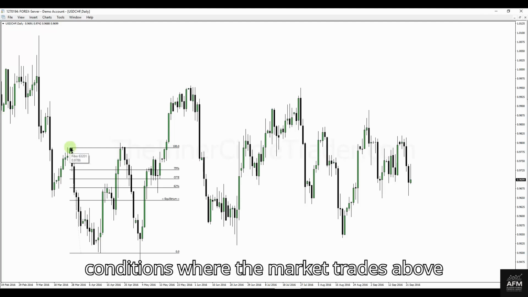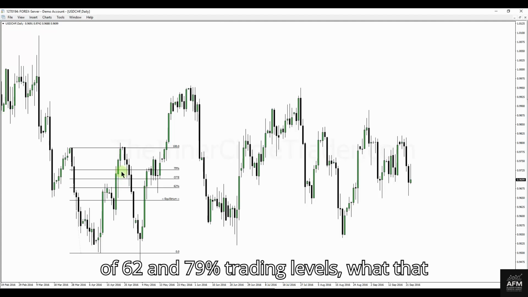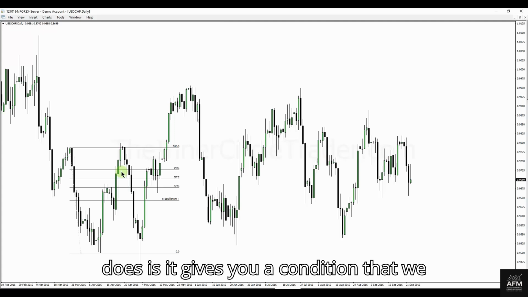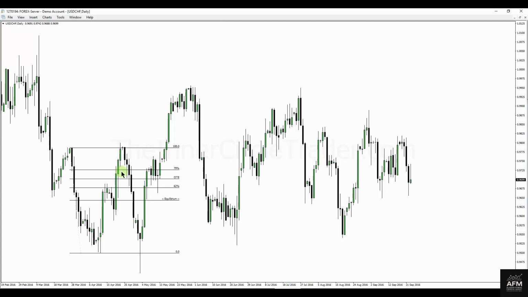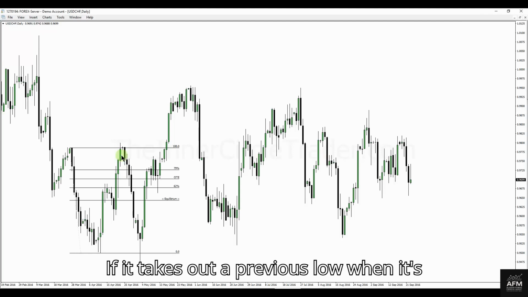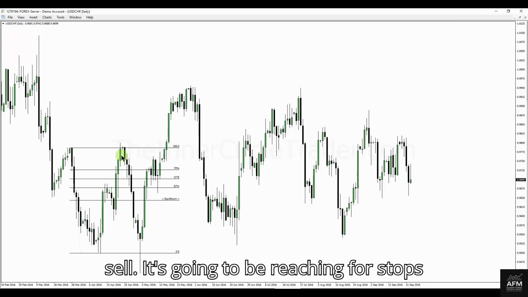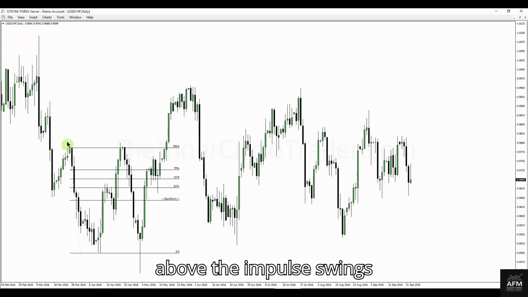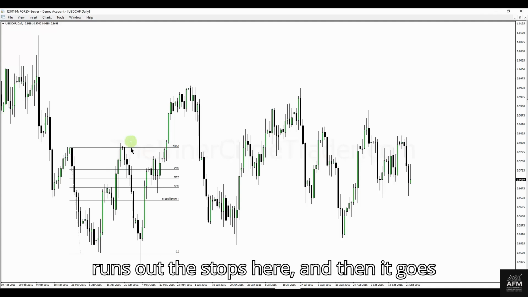When you see these conditions where the market trades above equilibrium and goes through the levels of 62 and 79% retracement levels, what that does is it gives you a condition that we saw in the equilibrium to discount. If it takes out a previous low when it's in discount, it's probably going to be a turtle soup buy. In this case, it's going to be a turtle soup sell. It's going to be reaching for stops above the impulse swing's high. And you see that here. It goes up, runs out the stops here, and then it goes lower.